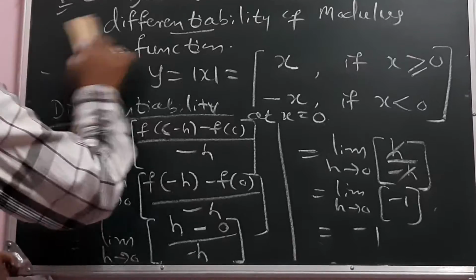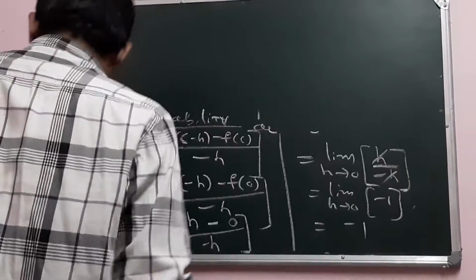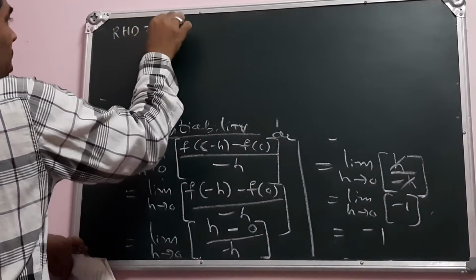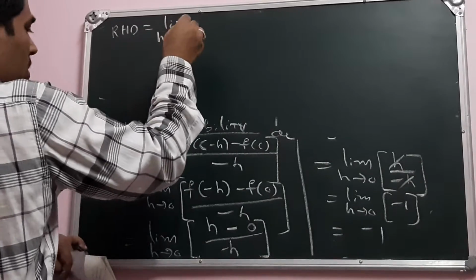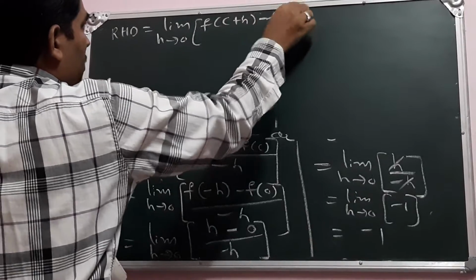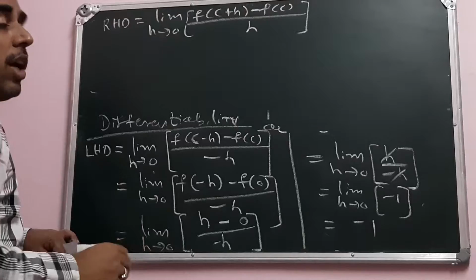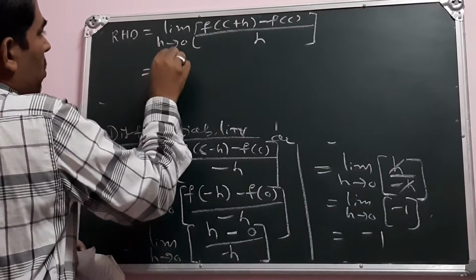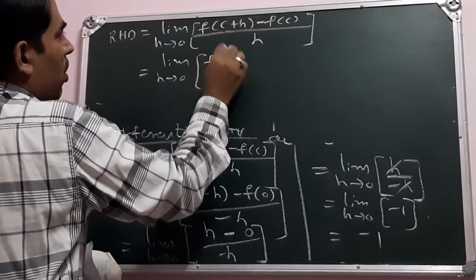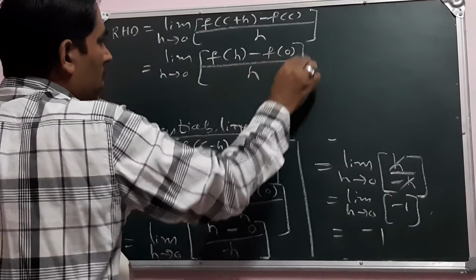Similarly we can calculate the right hand derivative. So left hand derivative is minus 1. Okay, so let us calculate the right hand derivative. Let us write the definition for the right hand derivative: limit h tends to 0 of f of c plus h minus f of c divided by h. This is the expression for the right hand derivative. So that is limit h tends to 0, f of 0 plus h, that is f of h, minus f of 0 divided by h.